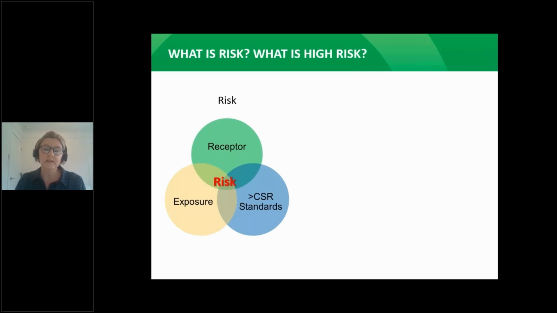Second, there needs to be a receptor present on the site. This could, for example, be humans, soil invertebrates, or aquatic life. And finally, there needs to be an exposure pathway between the media and the receptor. For example, humans in direct contact with contaminated soil, or contaminated groundwater draining into an aquatic receiving basin. Next.